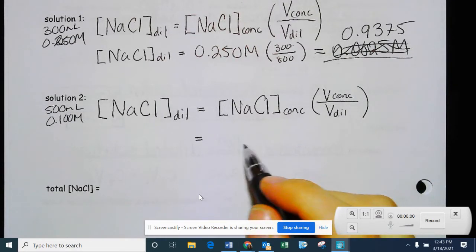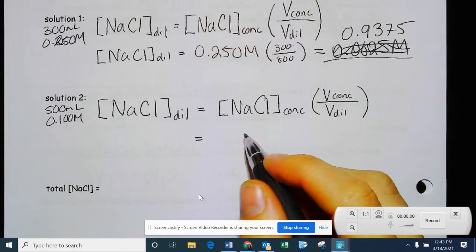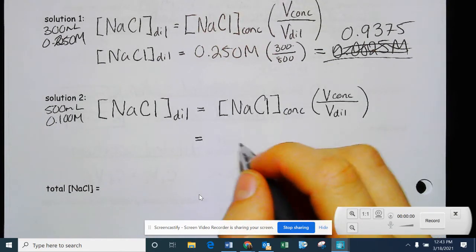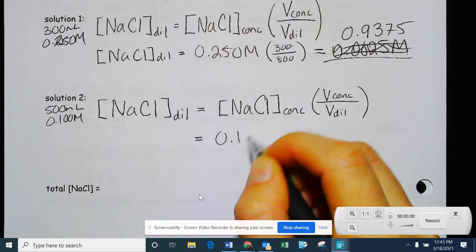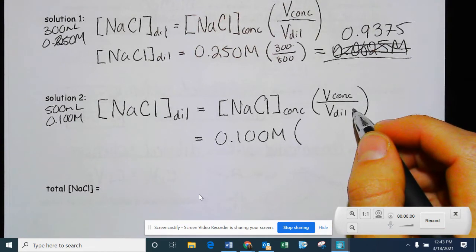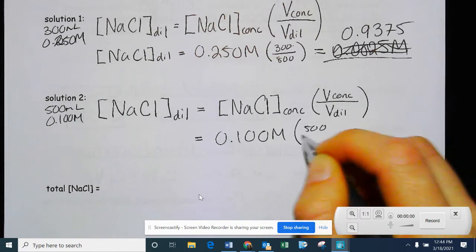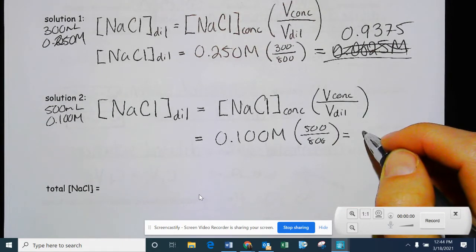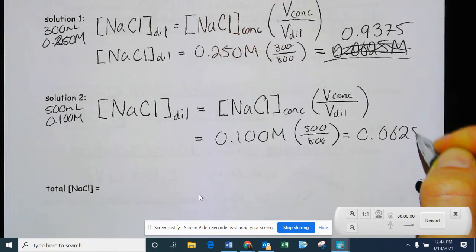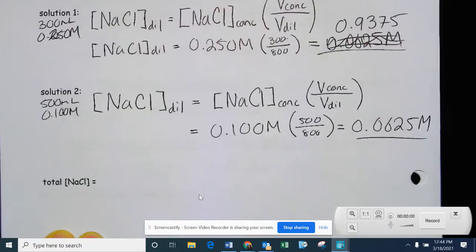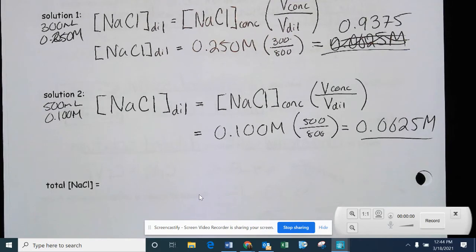So let's go through here. For solution 2, what did you guys put down for the concentrated NaCl? Okay, and then what did you put here for this ratio? Awesome, 500 over 800. And then what did we get for the concentration? Sweet, which is what I accidentally wrote down for the last one. Sorry about that. We have got the concentrations of our two diluted mixtures.